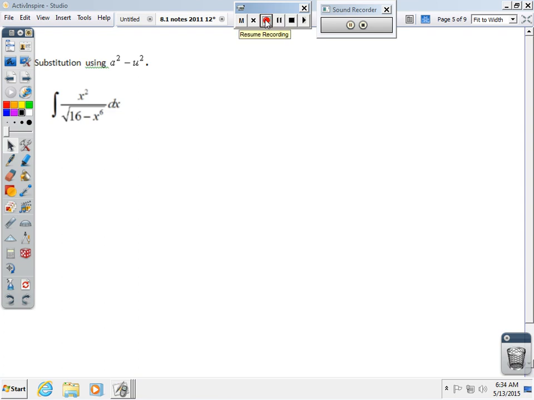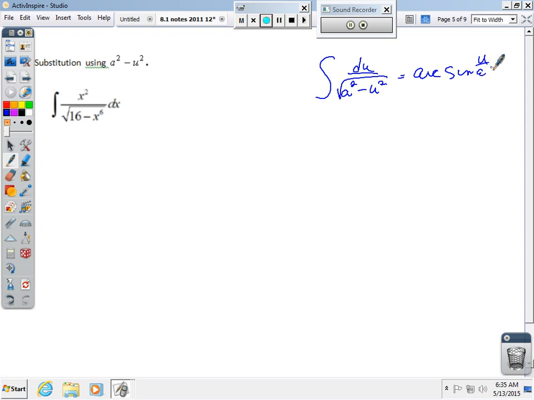Okay, four more examples for section 8.1. Again, the directions are telling you to use u substitution with a squared minus u squared. The integral rule for arc sine is an a squared minus u squared, and that's equal to arc sine of u over a plus c.